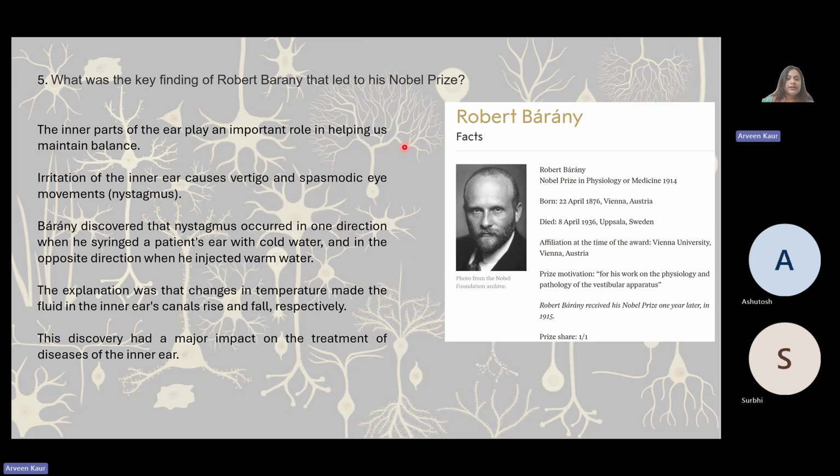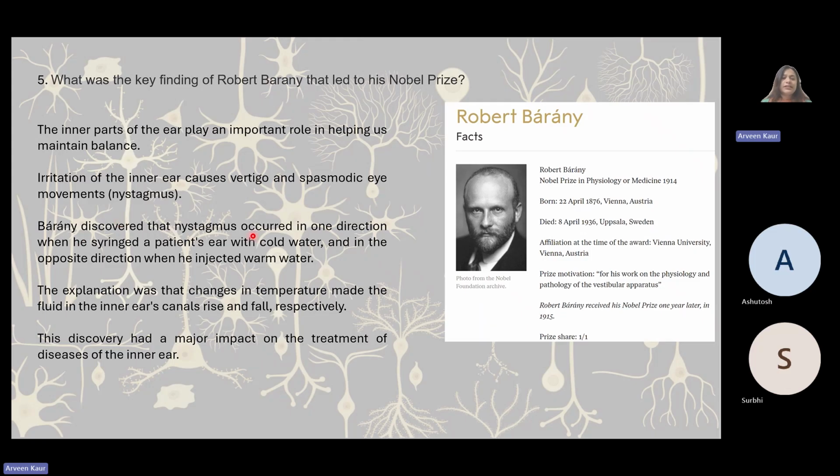So this is the science for which he was awarded his Nobel Prize. The inner parts of the ear play an important role in helping us maintain balance, as we recently talked about. Irritation of the inner ear causes vertigo and spasmodic eye movements, which is also known as nystagmus, right? So vertigo is something that we have heard about, probably in people around us also at times. But even spasmodic eye movements are associated with these inner ear infections, right?